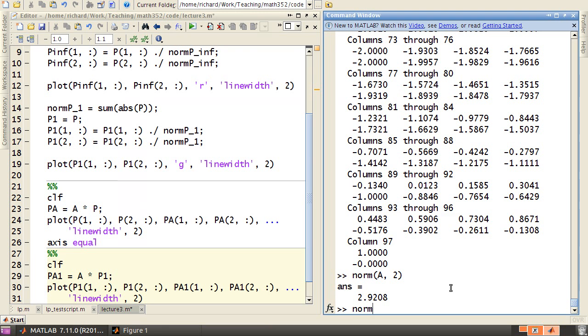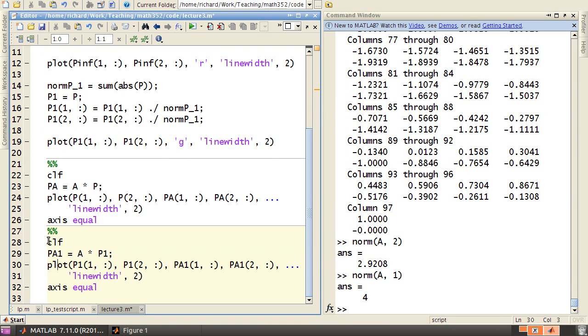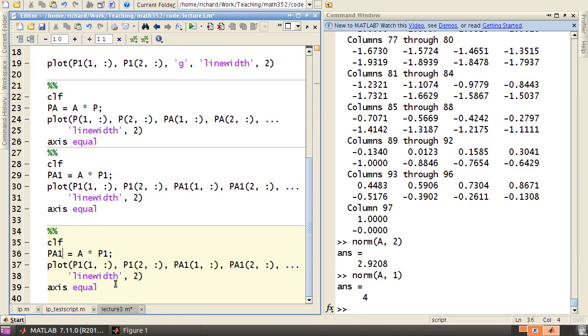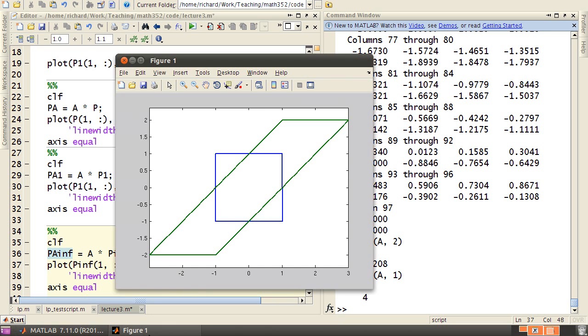We can check that. You notice it's a different number from the 2 norm, so like the vector norms, you get different numbers. We'll just do the same thing one more time. PA_inf equal to A times P_inf. I hope that's what I called it before. If it's not, it's not going to work. That's okay. Let's see. Yes, we're lucky.